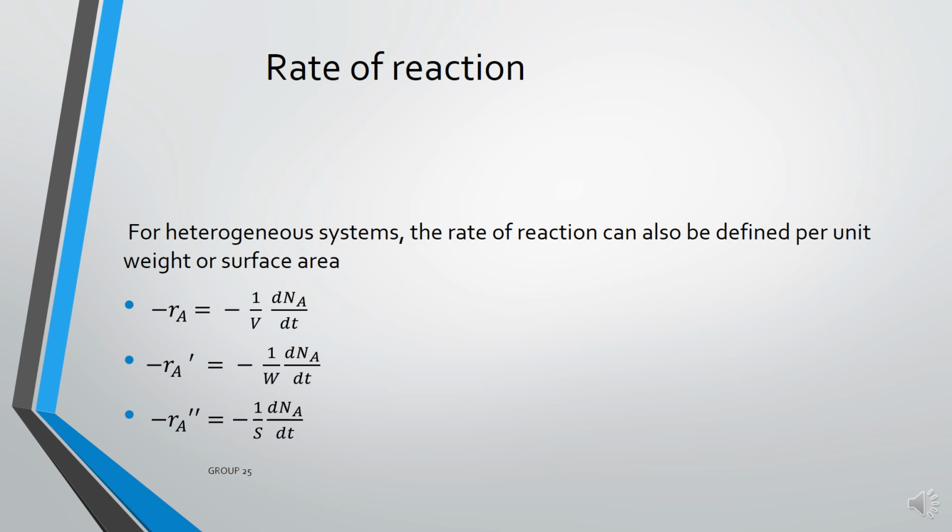For a heterogeneous system, the rate of reaction can not only be defined per unit volume, but can also be defined per unit weight or per unit surface area. Below are some relations between the rate of reaction and these variables. It is important to know that the minus sign used here is not negating the equation, but simply representing the loss of identity of chemical species.